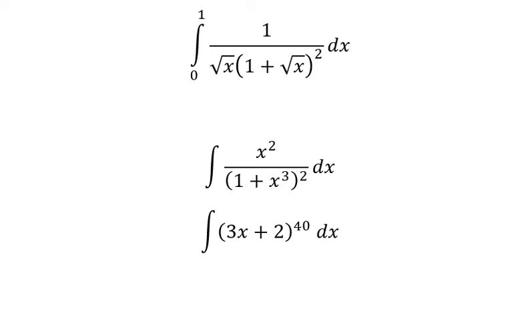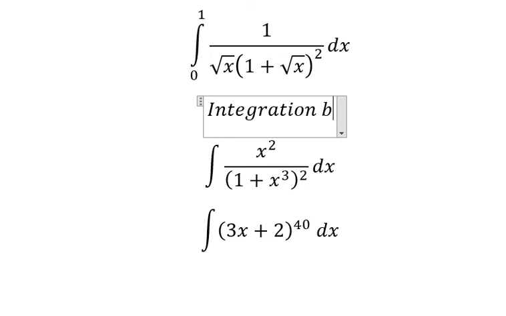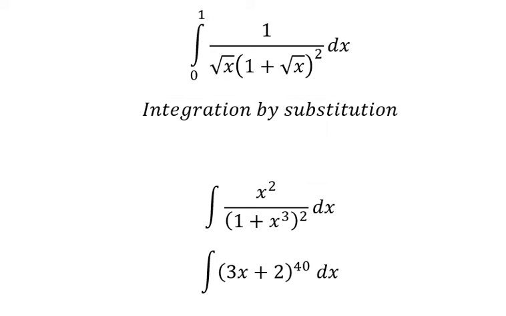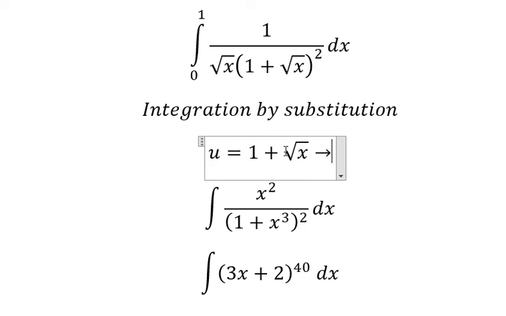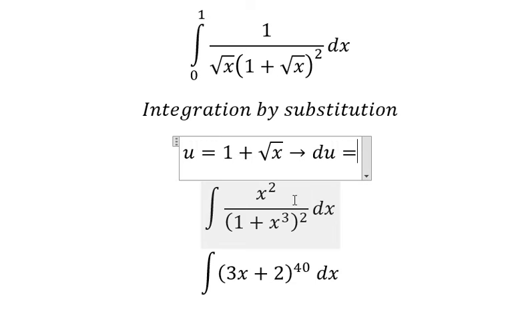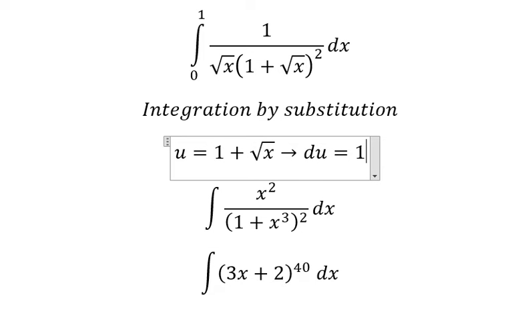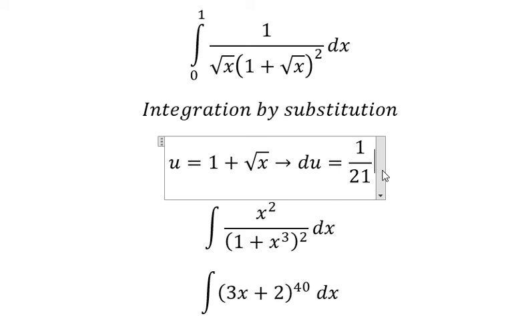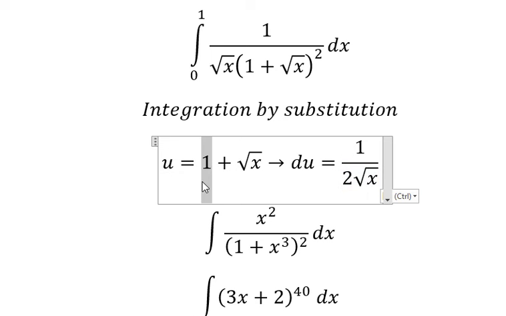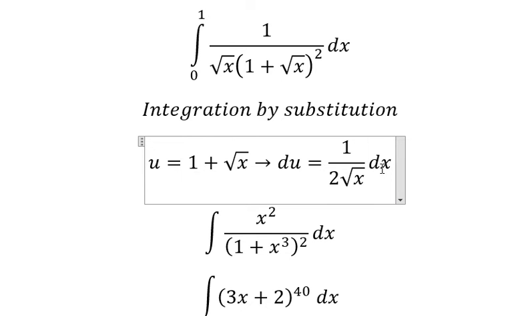We need to use integration by substitution. So I will put u equals to this one. Next, we need to do the first derivative for both sides. The first derivative of the square root of x, you get 1 over 2 times the square root of x. The first derivative of number 1, you get 0. So we just have this one left.